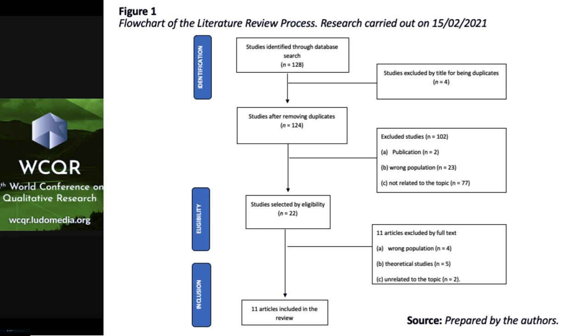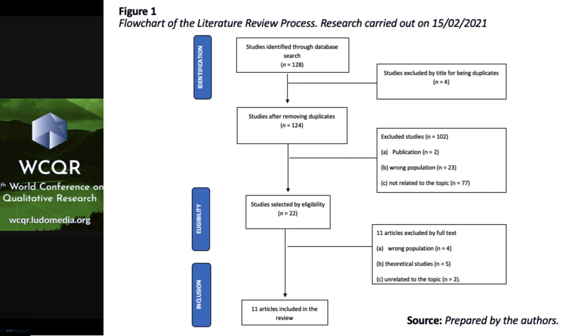Study selection. After a search of the Scopus database and the CAPES journal portal in February 2022, a total of 128 studies published between 1995 and 2021 were identified. A total of 124 studies were selected for eligibility analysis. Four studies that were duplicated in the databases were eliminated.